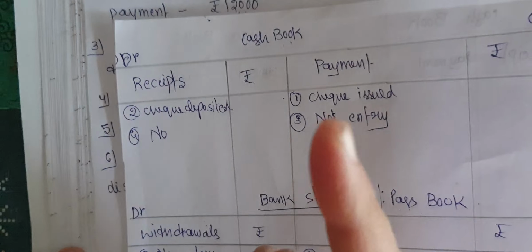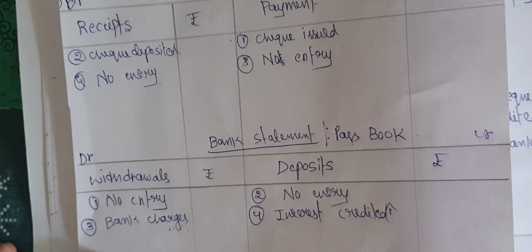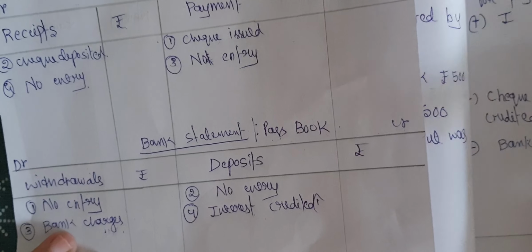Now the second step is to compare the cash book and the passbook. Here there is no change in the balance because there is no entry, but in the passbook there is a change in the balance. The balance of the passbook is more than the cash book because of the deposit. What is the effect on the passbook? Third step. The passbook balance is more than the cash book, which means we have to add the interest credited.